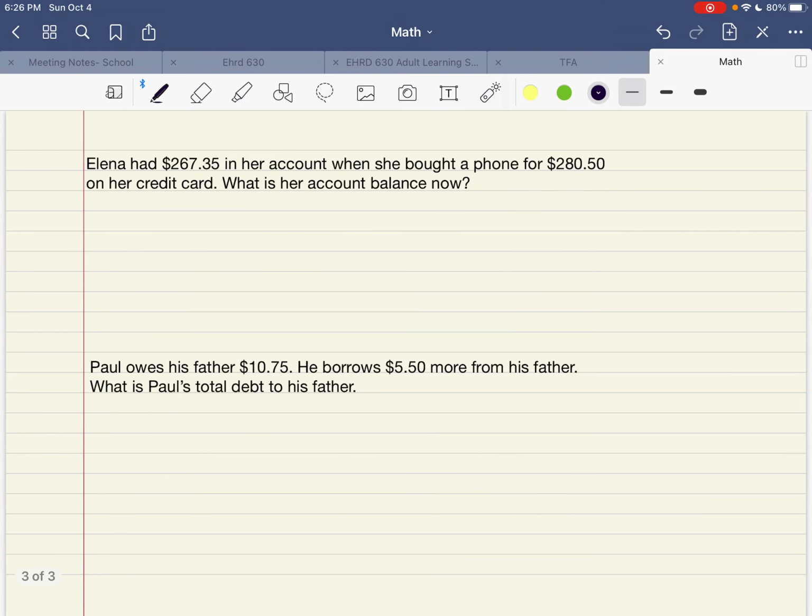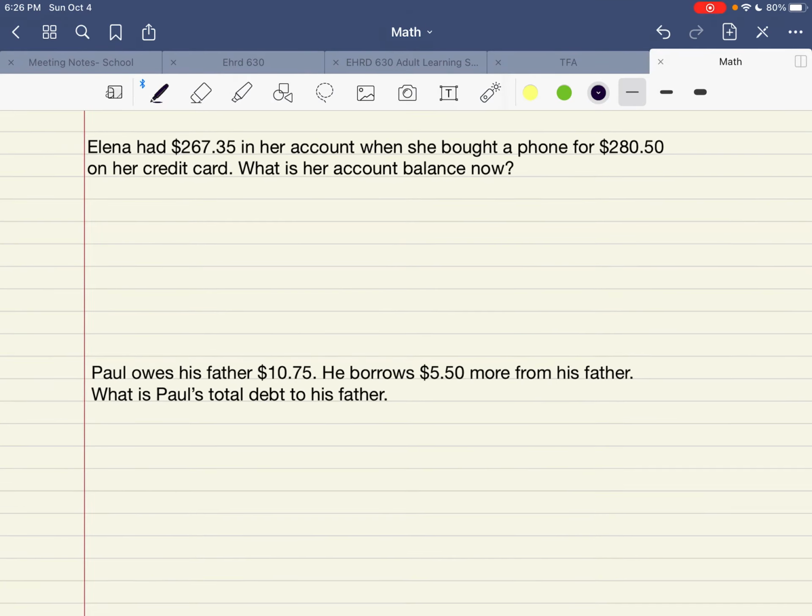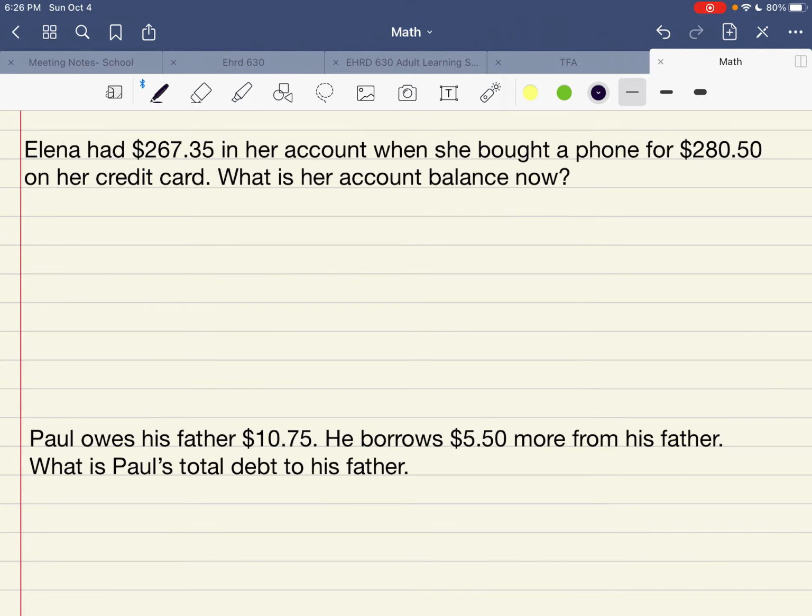We're going to do a couple more word problems to help us out on our assignment. So Elena had $267 in her bank account. I feel like that's going to be important. And we know that this is positive since she has that money in her bank account. She doesn't owe that money. And then she had to buy a new phone for $280. So this money will be coming out of her account, so we're going to say that's a negative $280.50. And she put it on her credit card. So what is her account balance now?